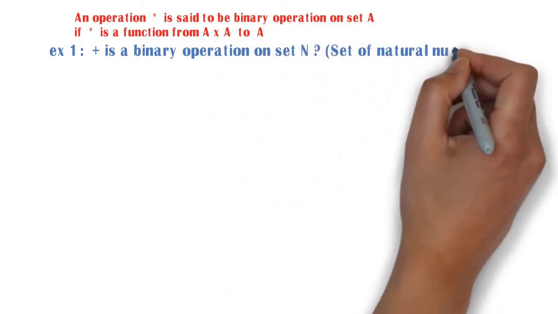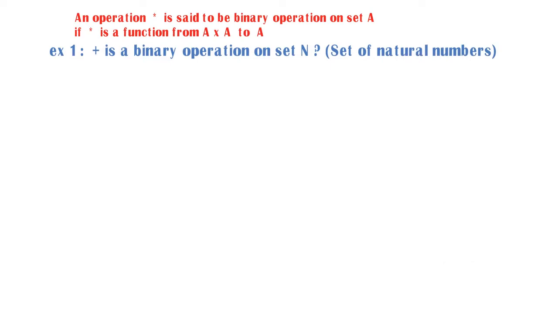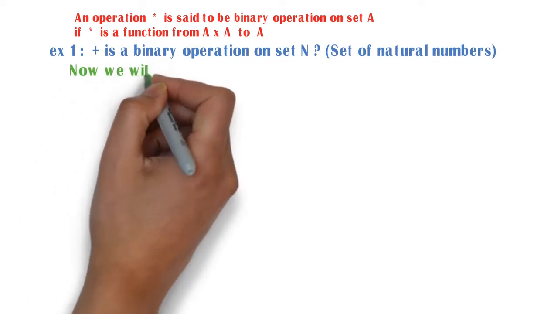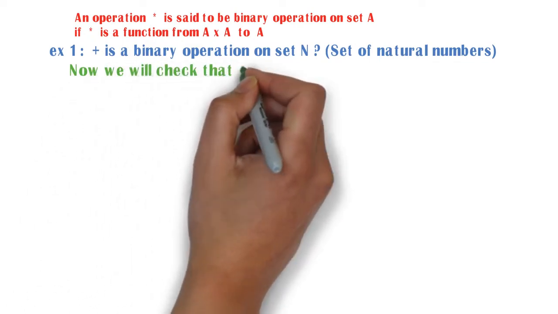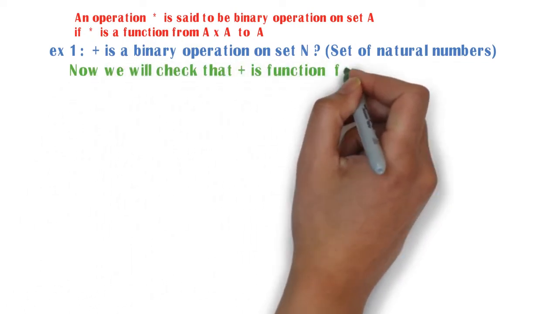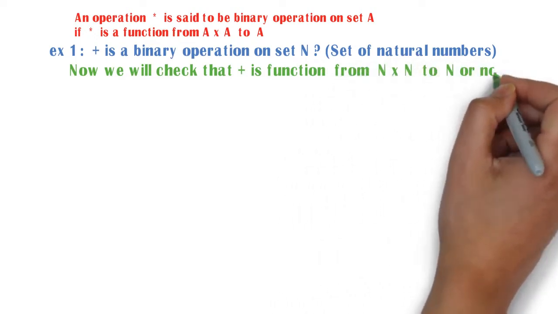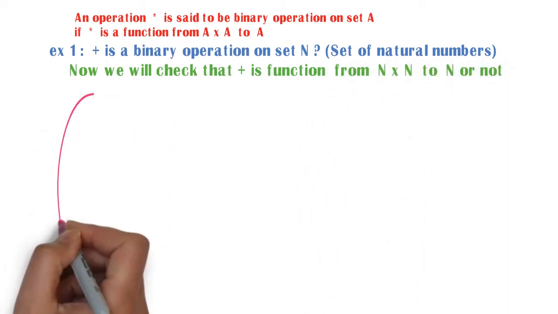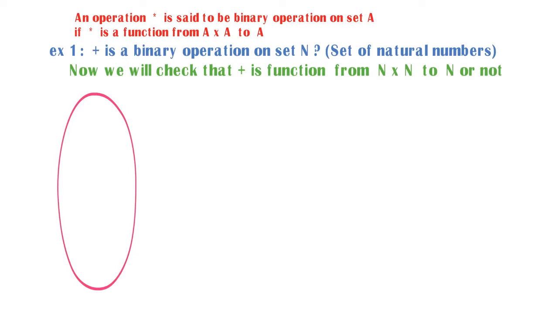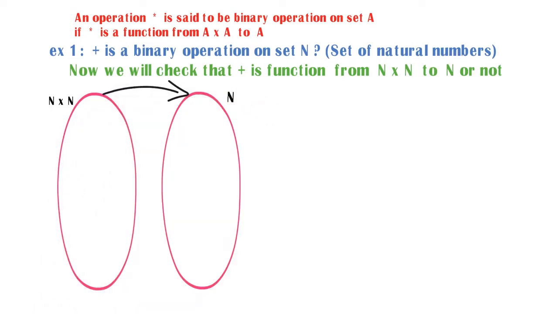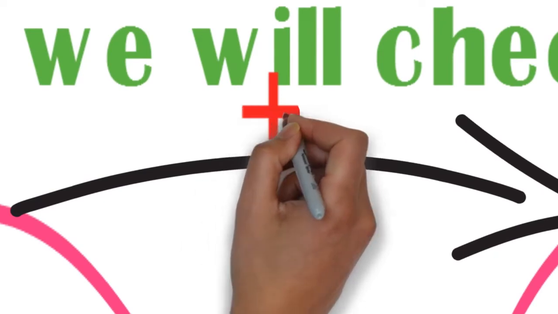Just think, I'm asking a question to you. Addition is a binary operation on the set of natural numbers. How to answer this question? To answer this question, we will check whether addition is a function from N cross N to N or not. I'll consider a relation from N cross N to N. What is the relation here? Addition. It is important. Addition.